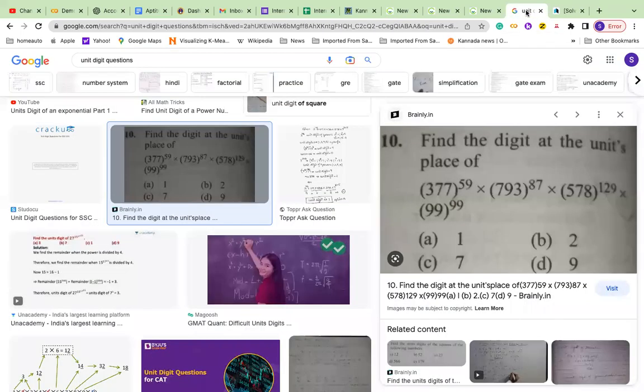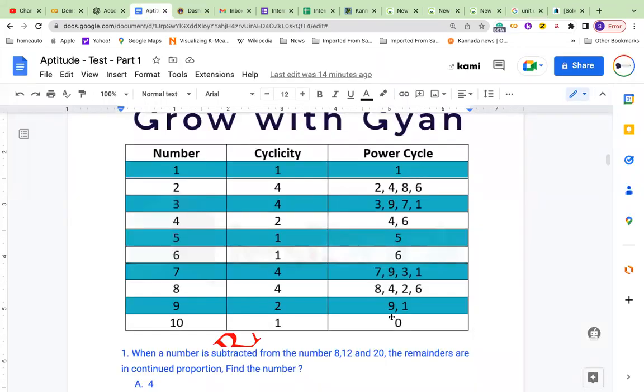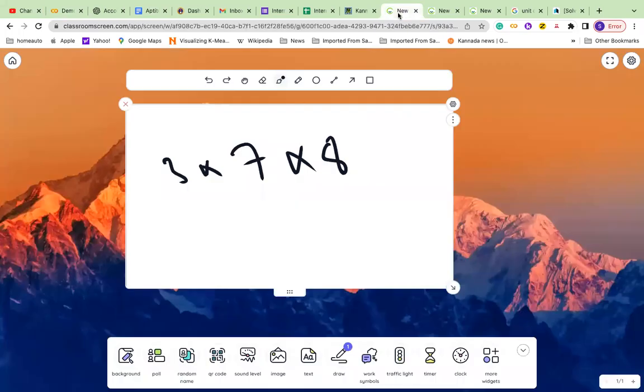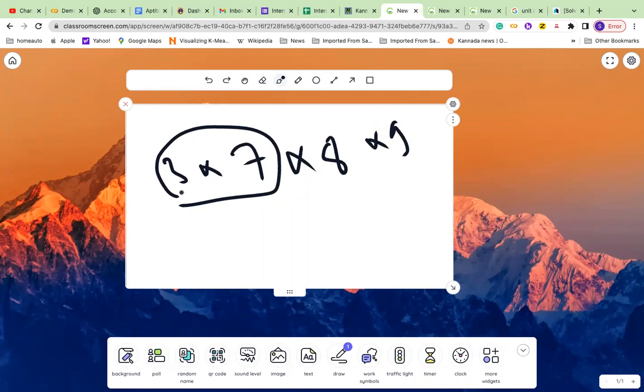Next, what is the number? 99 by 9. So what is the 9 cycle? The 9 cycle is 2. So 99 by 2, modulus is 1. So 1 means I am getting 9. So into 9. Now it is very easy to know. 2 into 7, 21. 89 is equal to 72. Correct? So 2 into 1 is equal to 2. So the answer is 2.